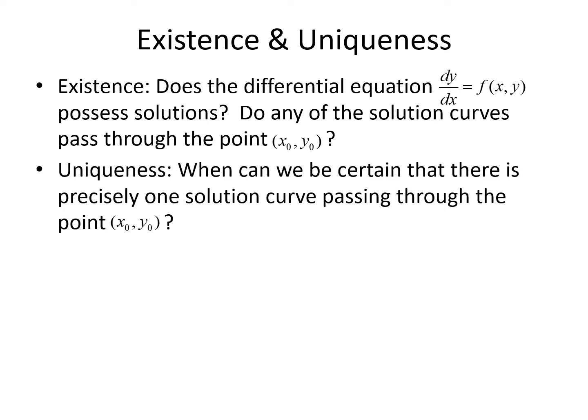If solutions exist, the next question that comes up is, are they unique? By uniqueness, we're asking ourselves, when can we be certain that there is precisely one solution curve passing through that point x naught, y naught? Because it's possible that you can solve an initial value problem and come up with multiple solutions. And ideally, when we're solving these problems, we want to have one unique solution.